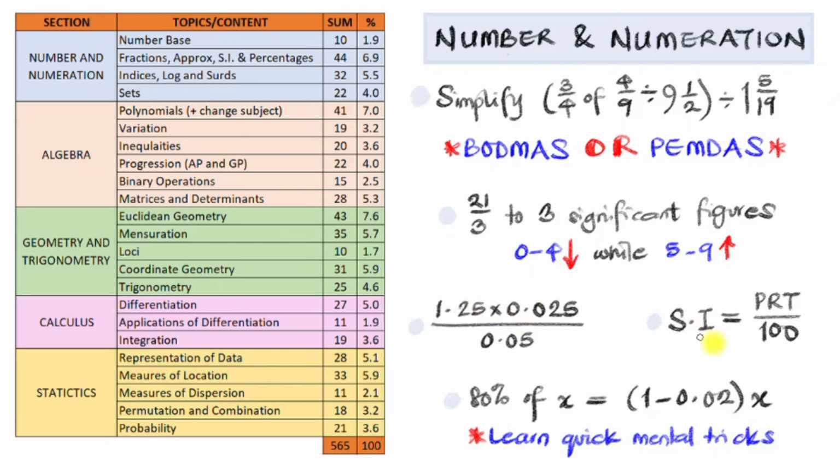You also need to know your simple interest, principal times rate times time over 100, and then there are quick and mental tricks that you need to be able to express percentages. For example, you are being told 80% of x. Okay, it's just the same thing as you saying that the whole number 1 minus 0.2 multiplied by x, and you get that straight and direct.